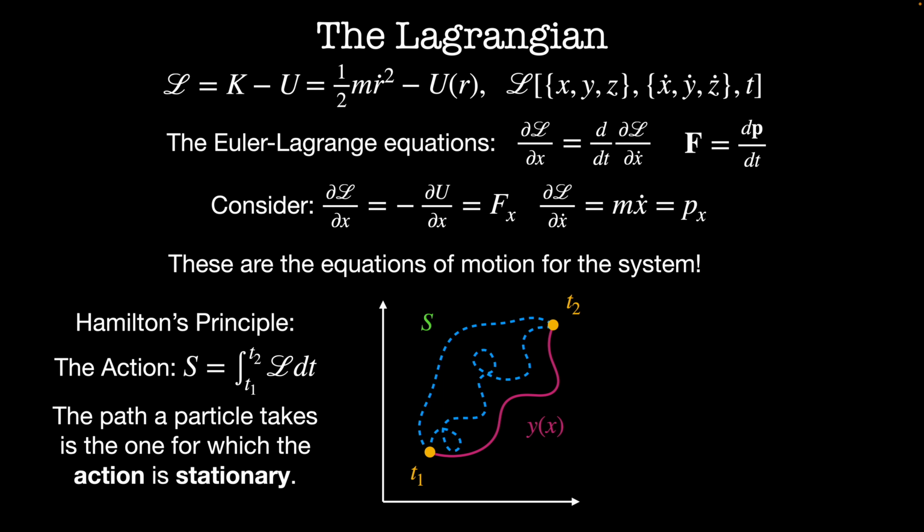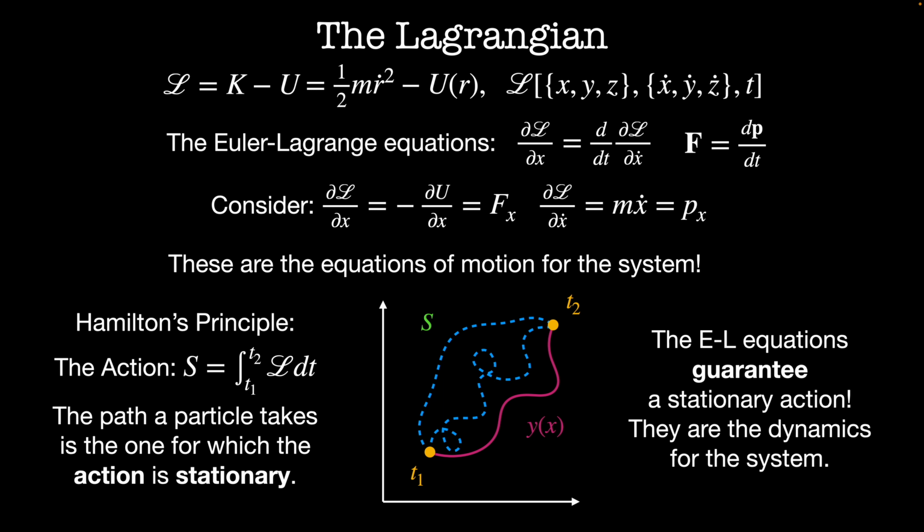Since this setup is identical to how we derived the minimization of functionals, we know that the Euler-Lagrange equations are guaranteed to give us a stationary action. This means they give us the dynamics of the system. Given that the Euler-Lagrange equations are just another way of writing F equals ma, why do we use them rather than Newton's equations for so many real-life physical problems?